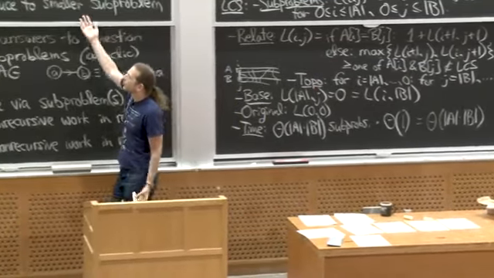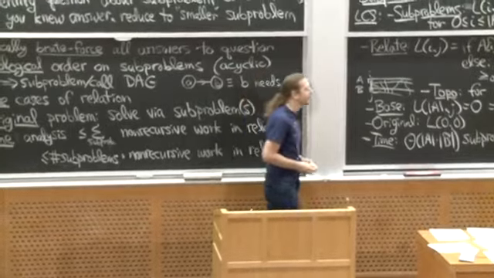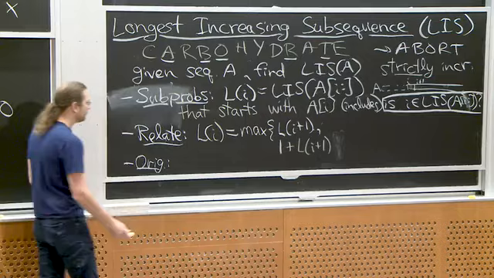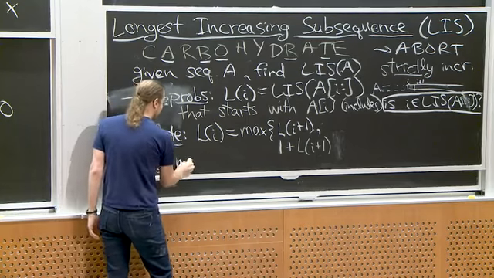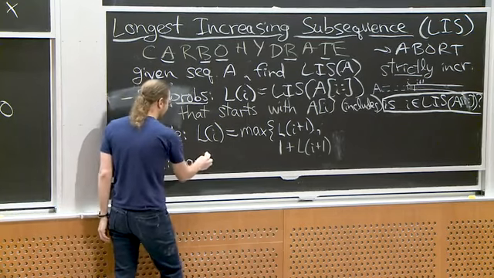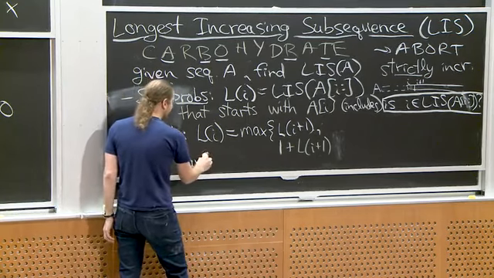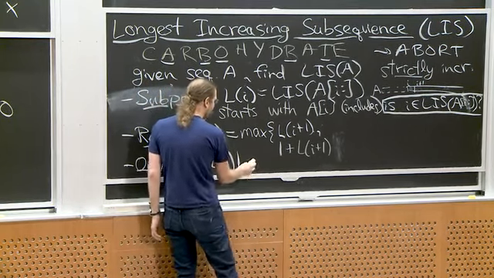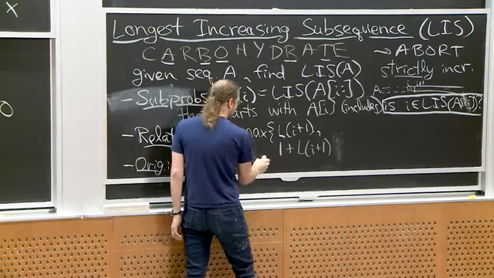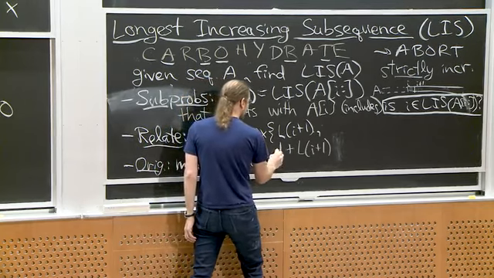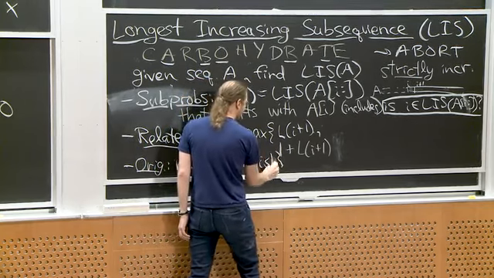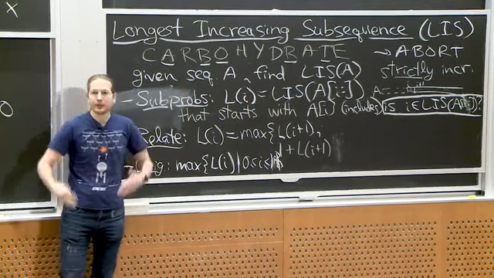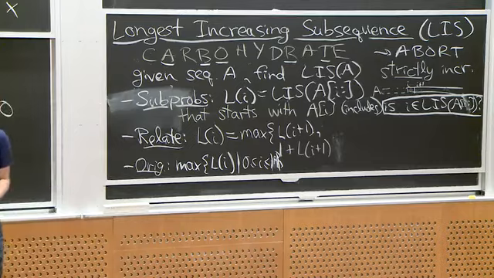Where do we start? Where might the LIS start? It could start at the first letter, second letter, third letter. There's only n choices. And let's just take the max of all of them. So before I get to the relation, let's solve this problem. I just want the max of L of I for all I. I guess we've been writing size of A here. OK, the maximum will be the overall longest increasing subsequence.